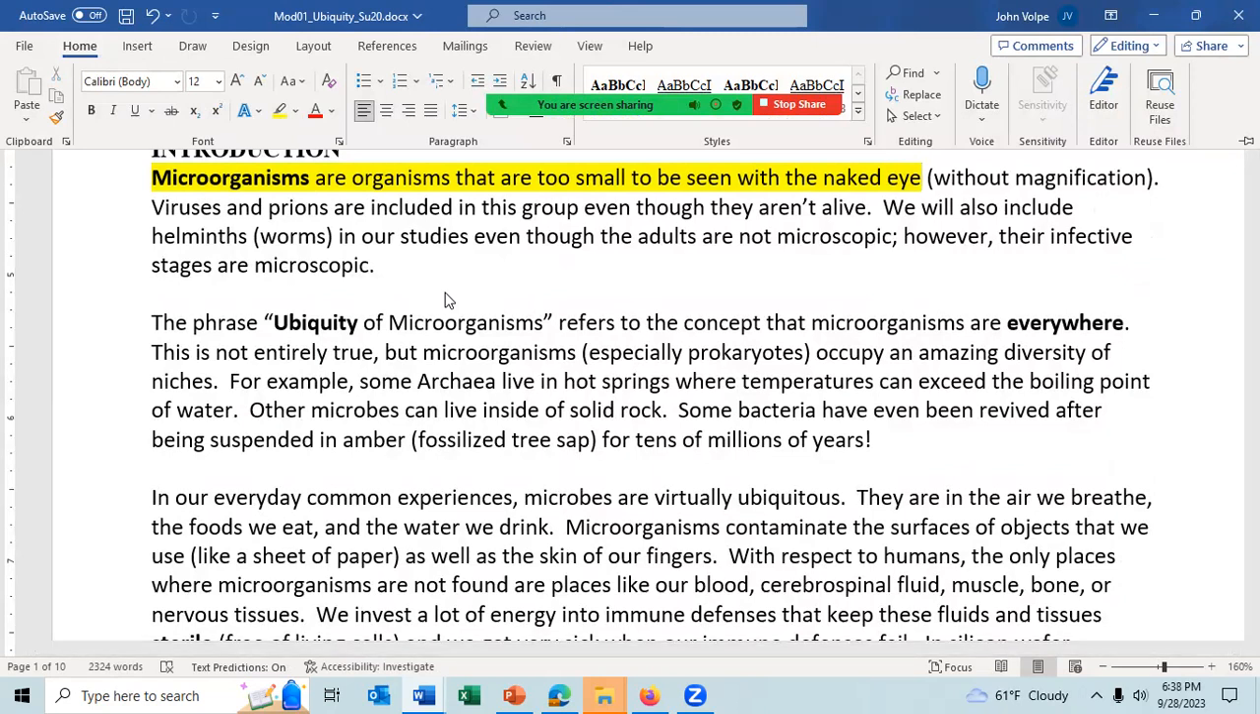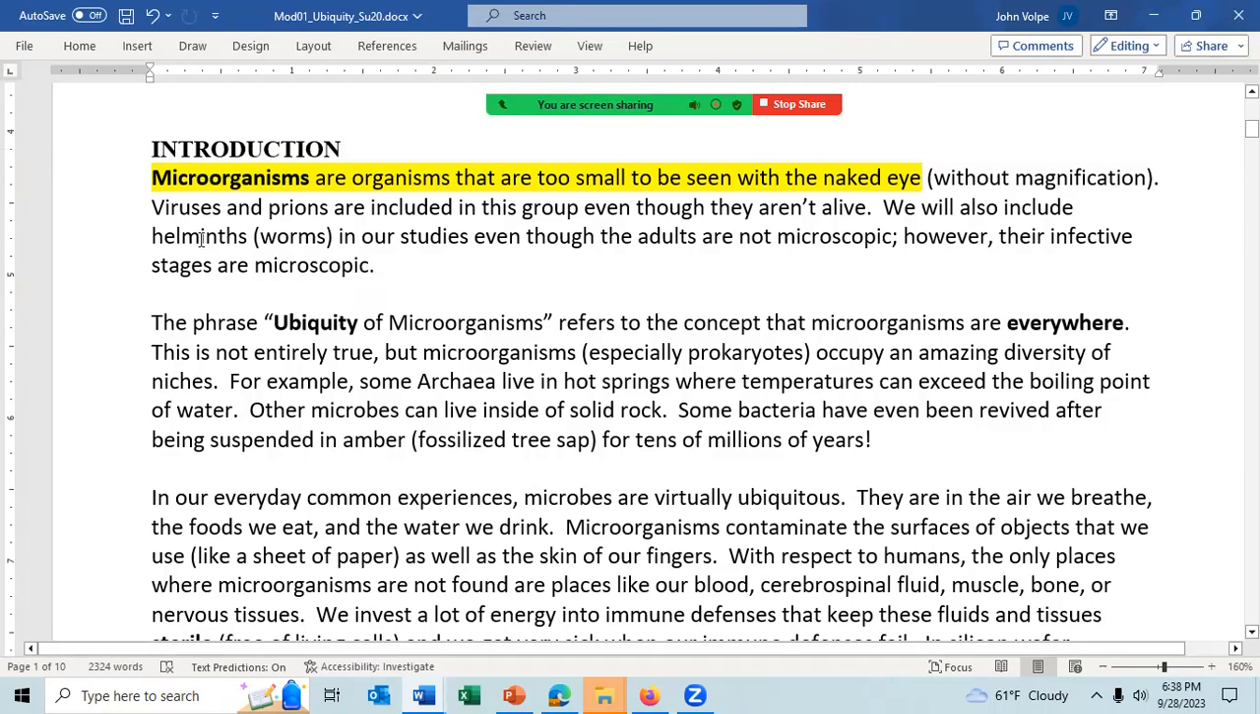Microorganisms are organisms that are too small to be seen with the naked eye, meaning an eye without a microscope. I'm just going in and highlighting this because I should have this highlighted and I don't. Viruses and prions are included in this group, even though they aren't really alive, and it's debatable whether viruses are alive or not. We'll also include helminths, worms, even though the adults are not microscopic. However, their infective stages are.